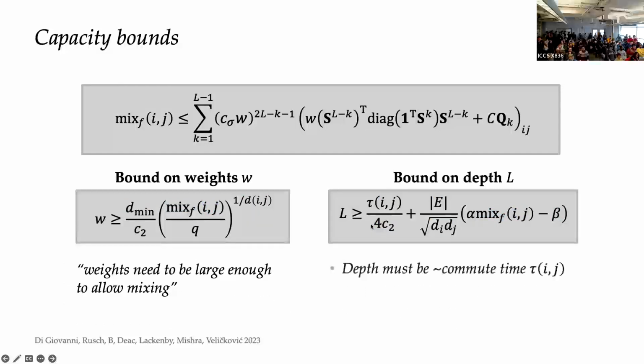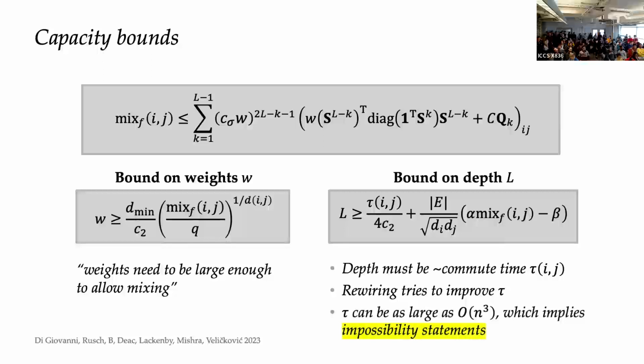Right? And for example, we can show that depth must be proportional to the commute time, right? So the time that it takes a random walker to get from one node to another and back in expectation. And different rewiring techniques, including the curvature-based, but also other things based, for example, on expanders, they try to improve the commute time. In fact, I think for expanders, the commute time is linear. But in the worst case, it can be cubic in the number of nodes.